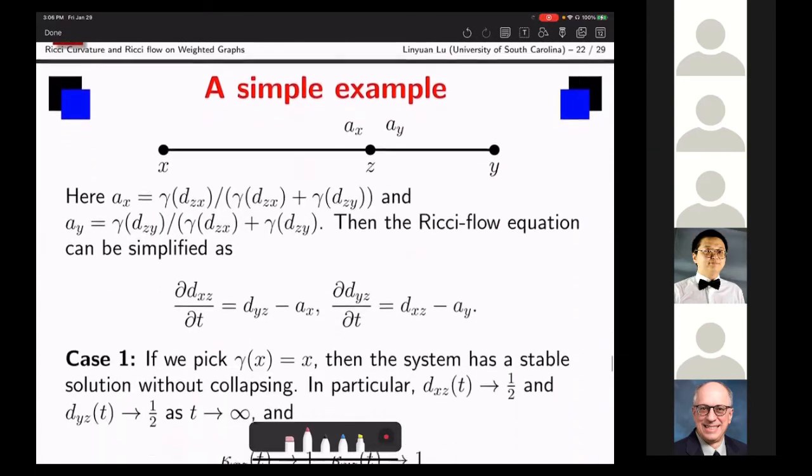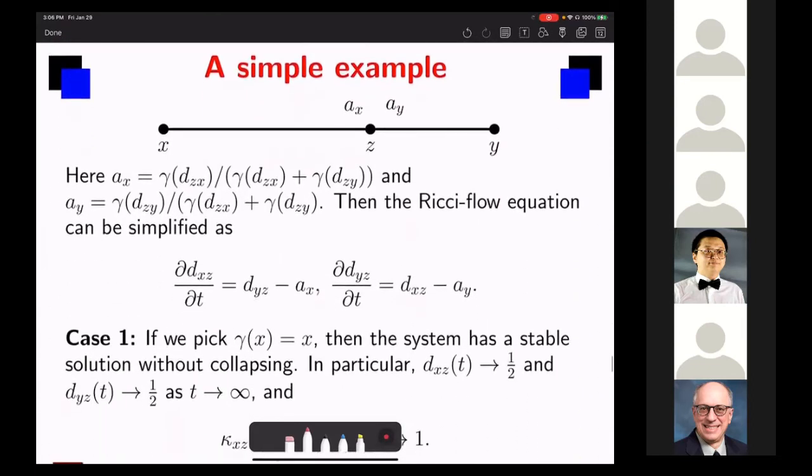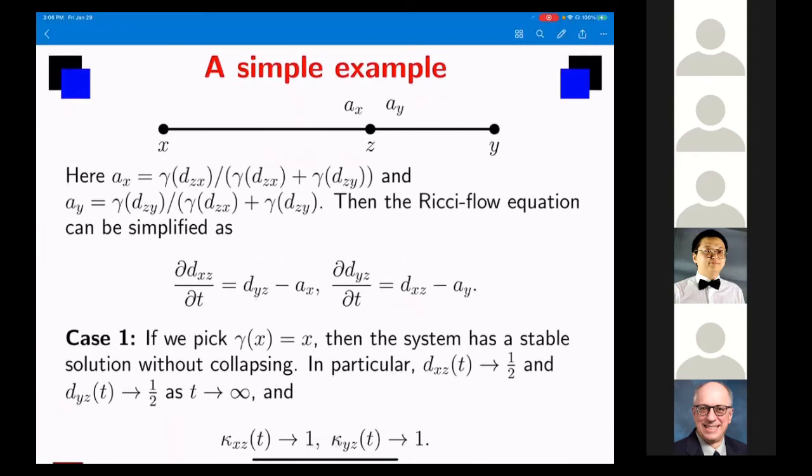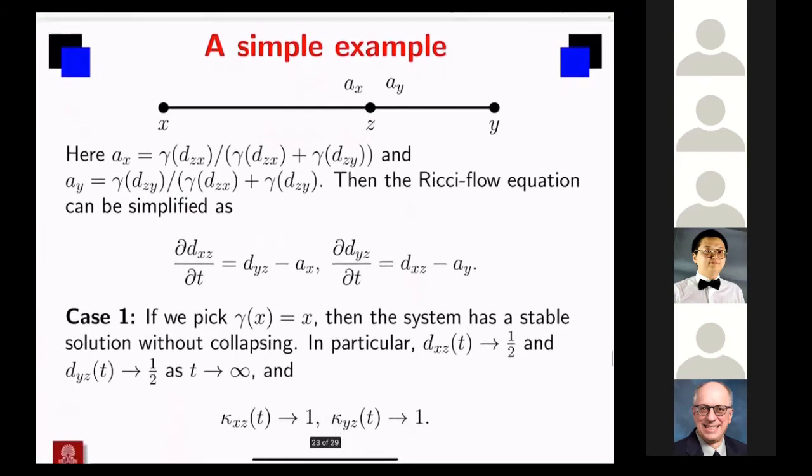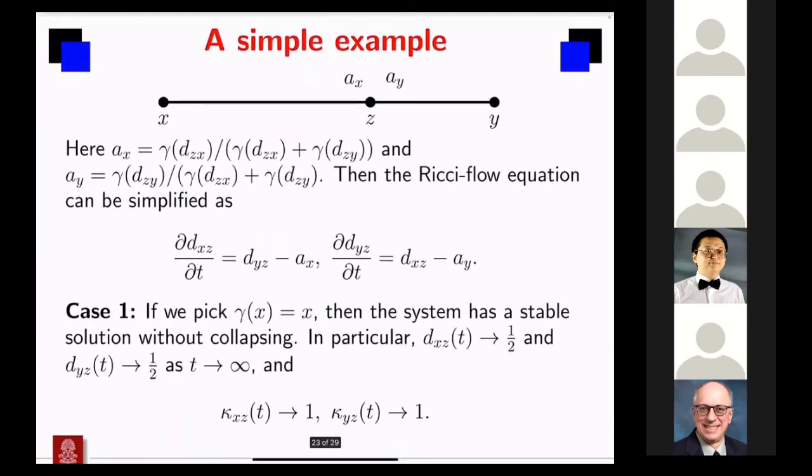Let's look at a very special example. It's just a P3, a path of three vertices, which we call X, Z, and Y. And from Z, the probability a_X equals X, and a_Y equals Y. And X has no choice, if X must go to Z, Y must go to Z. So the Ricci flow equation is very simplified, given by this line here.